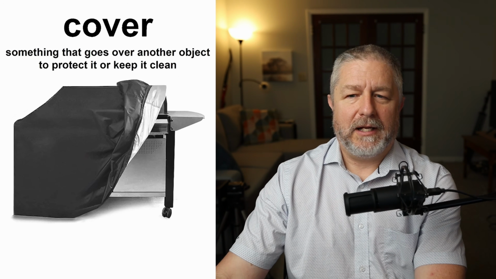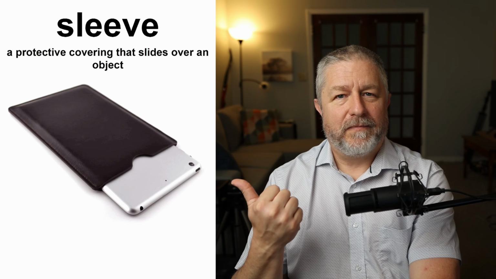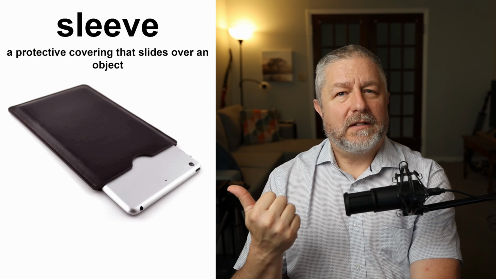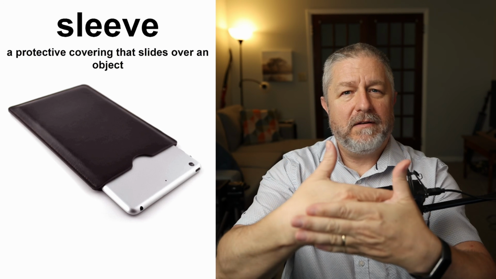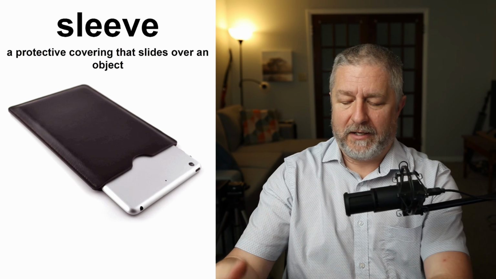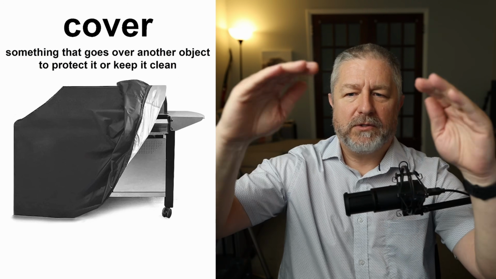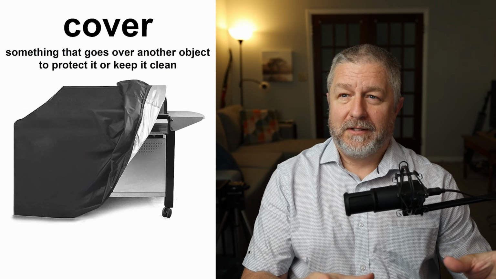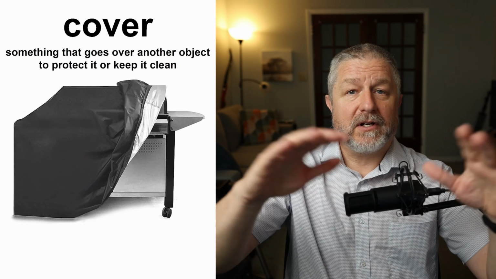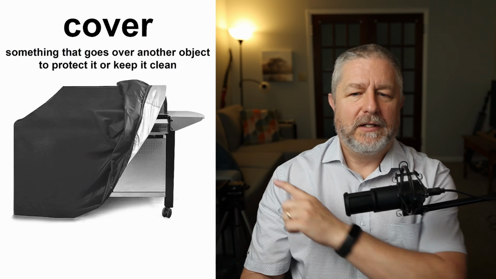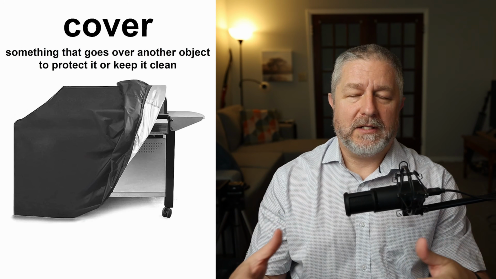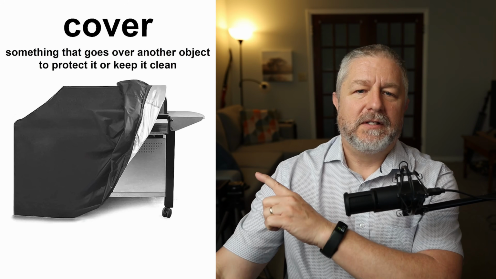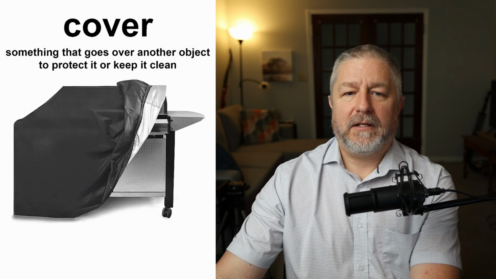Cover: something that goes over another object to protect it or keep it clean. Now you might be wondering, why is this a sleeve and this is a cover? This is a sleeve because it slides in. So it's like the sleeve of your shirt. It's a sleeve for your laptop. It's a sleeve for your iPad or tablet. A cover is something that goes over something. So if you have a really nice antique or classic car, you might have a cover that you put over it when you're not driving it. If you have a barbecue, you probably have a cover that you put over it to protect it from the wind and rain and hail. So cover, something that goes over another object to protect it or keep it clean.